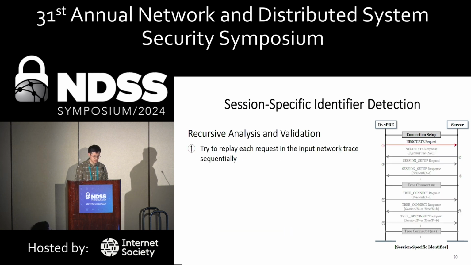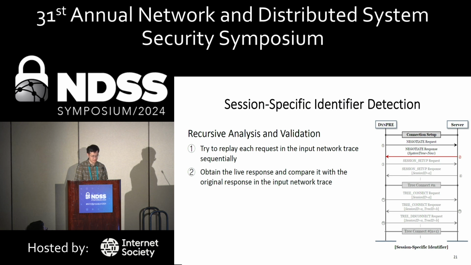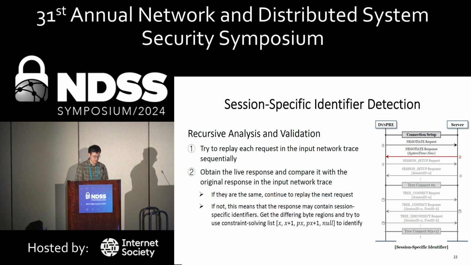To detect the session-specific identifiers in the input network traces, we apply recursive analysis and validation. First, we try to replay each request in the input network trace one by one. Then, we obtain the live response and compare it to the original response in the input network trace. There are two possible cases. If they are the same, go straight to the next request. If they are different, this means that the response may contain a session-specific identifier. In this case, we get their different byte regions and try to use a predefined constraint solving list to identify them.